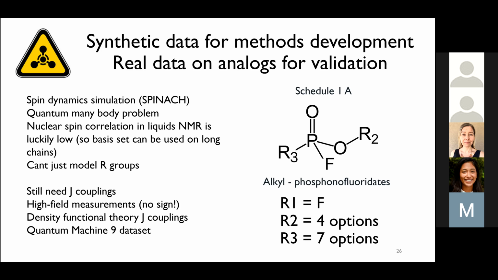And so you can get that from high field, though do keep in mind, if you're a chemist, high field J couplings usually don't have the sign on them. And so in that, we usually converge with density functional theory. While it usually didn't get the J couplings as accurate, it did tell us the sign pretty accurately.